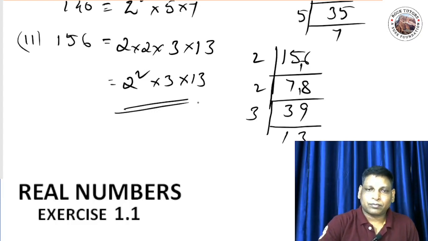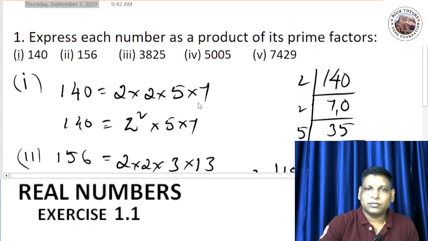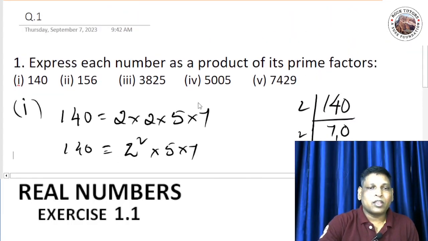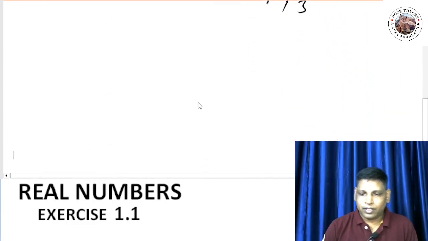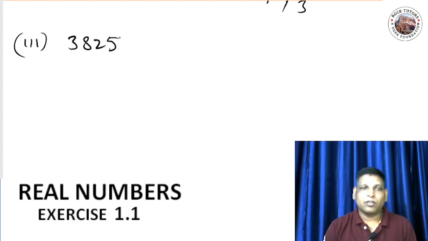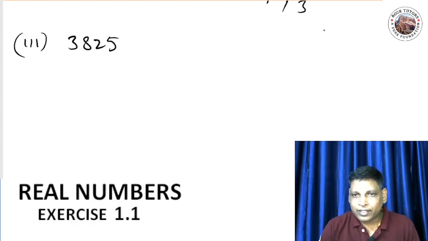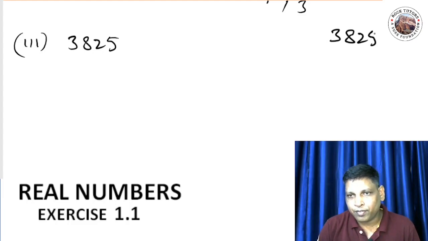Next question, 3,825. How to do? The same method, the same method we use. We know the prime factorization method, the procedure. 3,825. Now tell me which table.